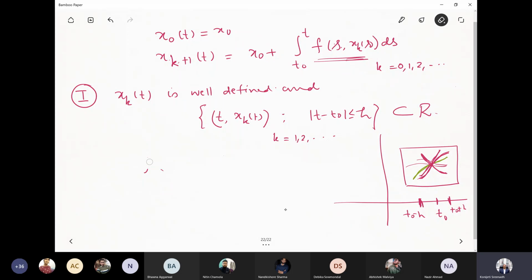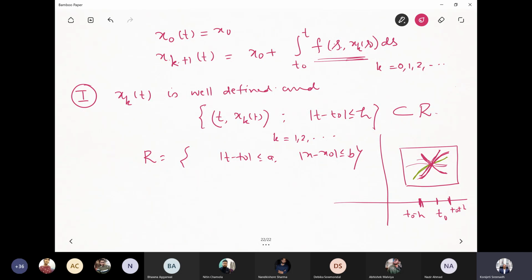What is the rectangle that we took? We assume the rectangle R is |t - t_0| less than or equal to a, and |x - x_0| less than or equal to b. That's how we took the rectangle.